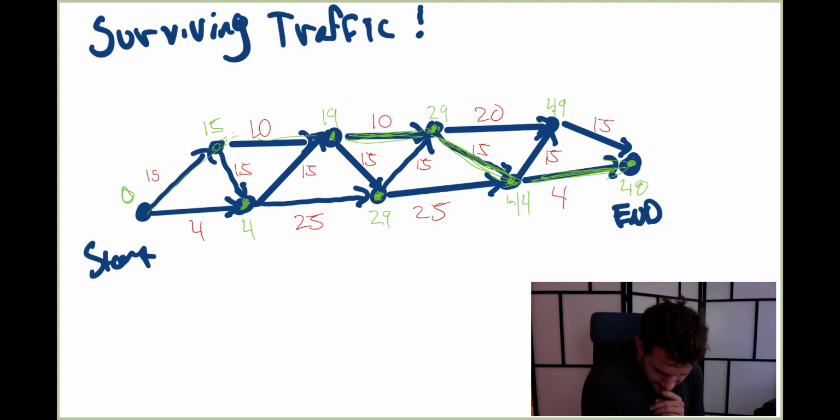And how did I get to the 19? I guess I got to the 19 by doing 4 plus 15, so I went down that way. And then, of course, how did I get here? There's only one way. I went this way. So here is the optimal sequence of lane changes if you knew how long it was going to take to get from these various nodes. And there we have the optimal solution. And this is basically using dynamic programming.